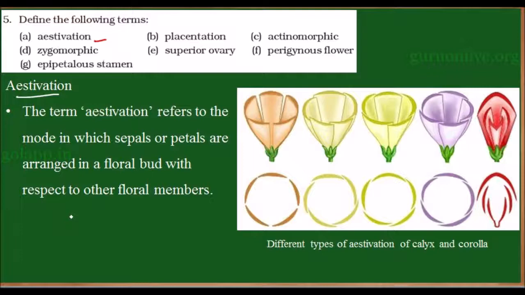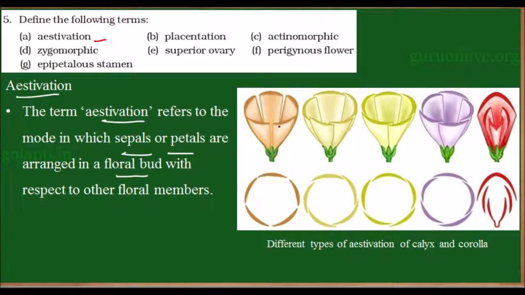Generally a flower has four whorls: sepal, petal, androecium and gynoecium, and these whorls are arranged together in the floral bud. Among these, the arrangement of sepals and petals in a floral bud is called estivation. So estivation refers to how these sepals and petals are arranged in a floral bud.